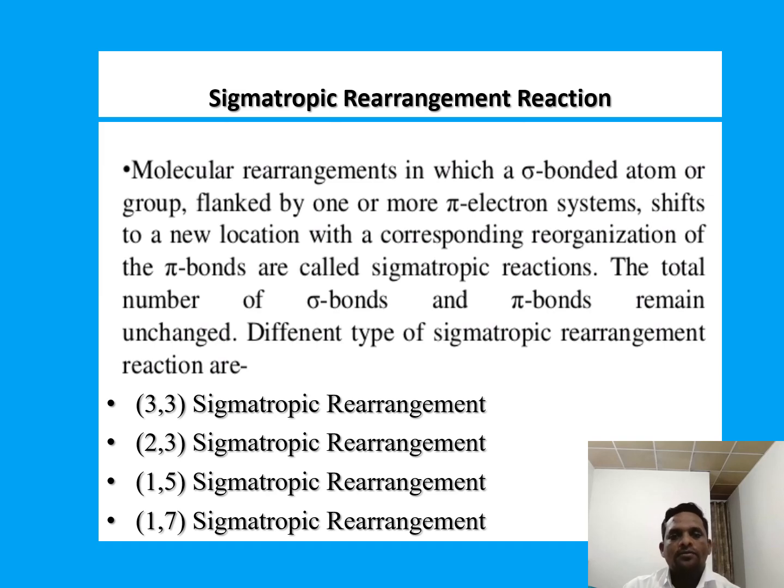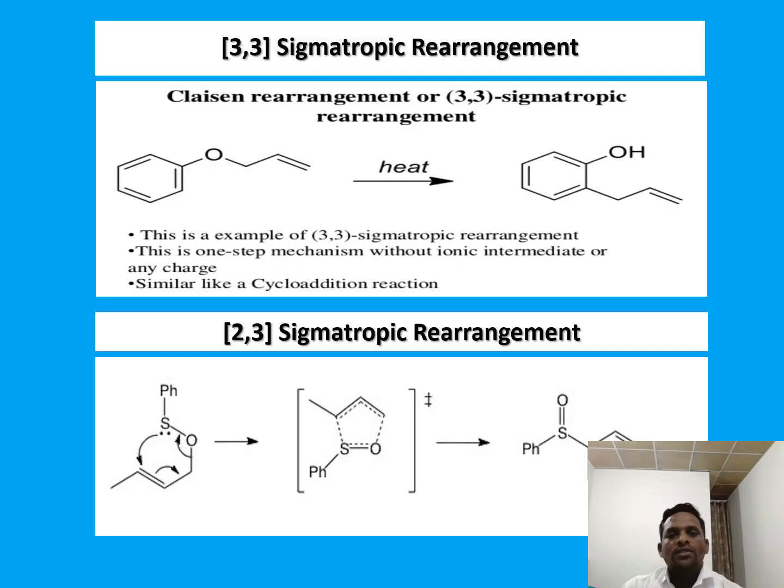Here, the 3,3 sigma-tropic rearrangement reaction, the Claisen rearrangement. Here, when an ether of an aromatic ring and an alkene is heated, the alkene fragment which is attached to the oxygen in the ether migrates from oxygen to the ortho position of the ring. This is an example of a 3,3 sigma-tropic rearrangement reaction.